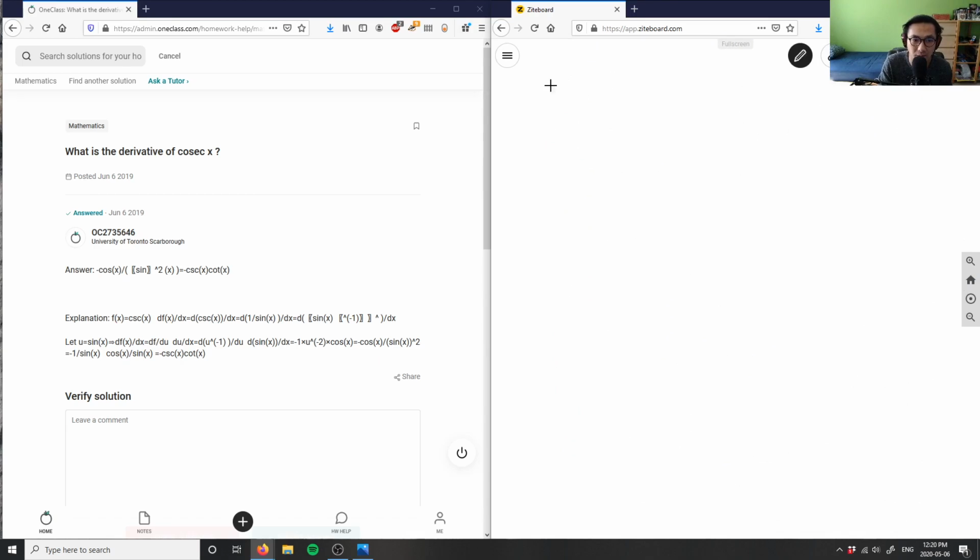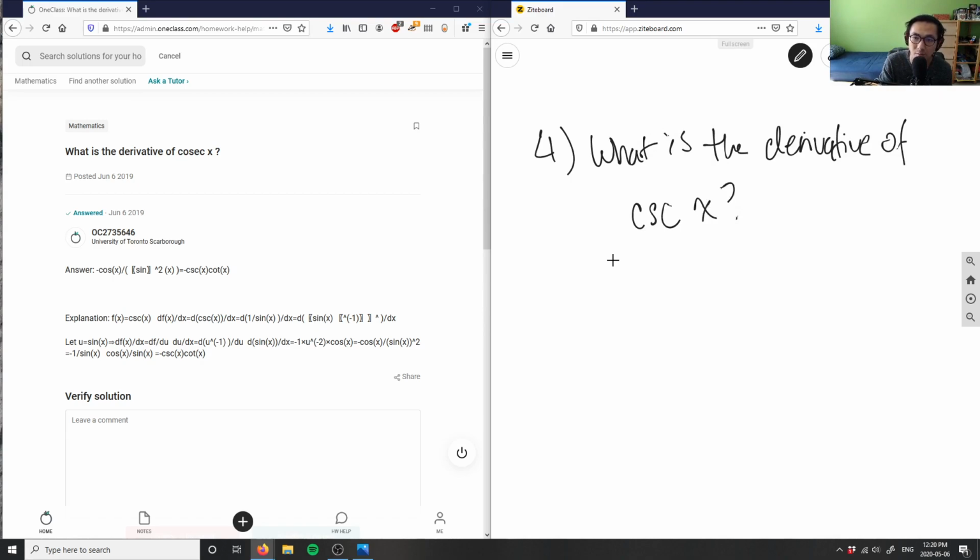So let me just write down number 4 here, because cosecant x is CSC x, not COSCEX. So, what is the derivative of this? It's cosecant x, not cosecant x spelled like this. This here is wrong. It's CSC x here. Okay, so how do you figure out the derivative of cosecant x?